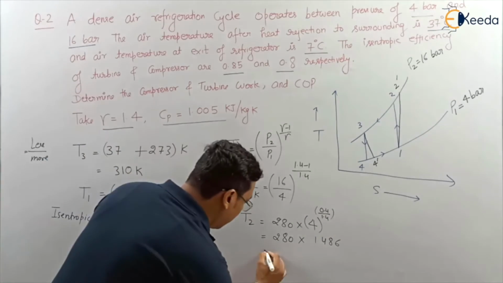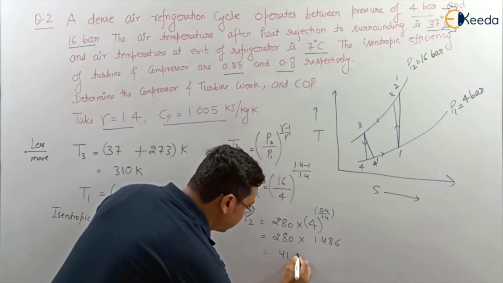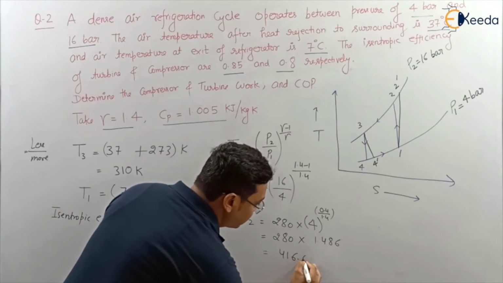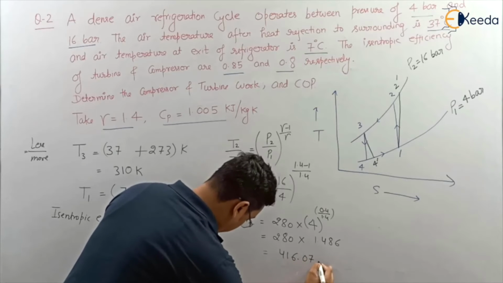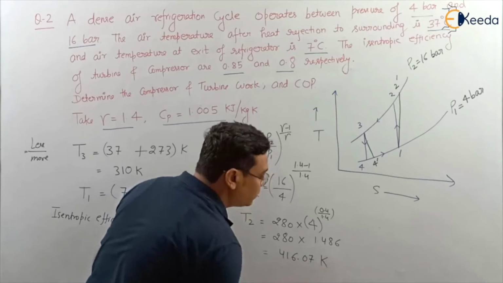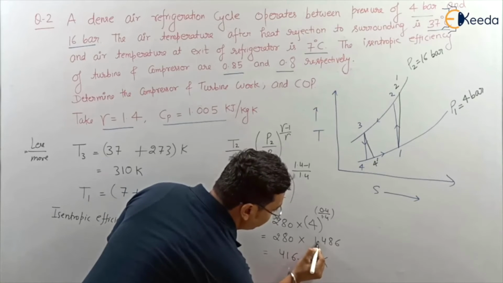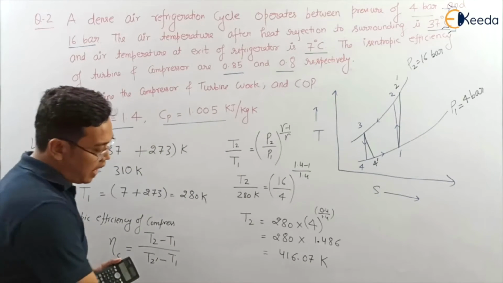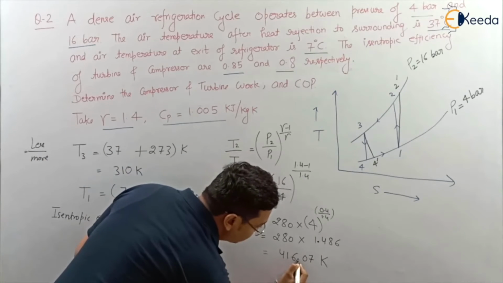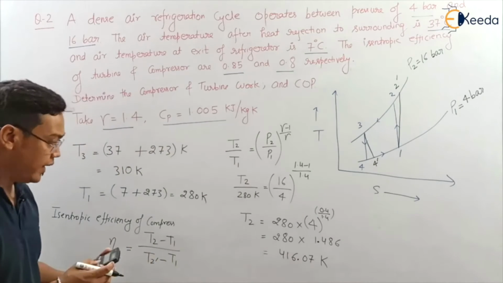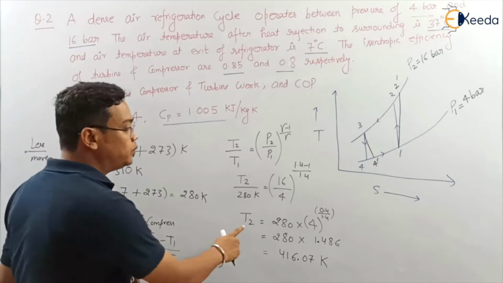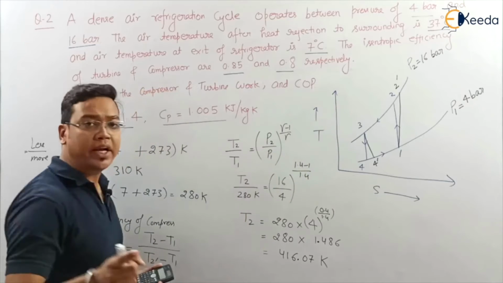You got T2 is equal to 416.07 Kelvin. This is 1.486 and this is 416.07 Kelvin. You can write here. Now you got T2. You have to calculate T2 dash.